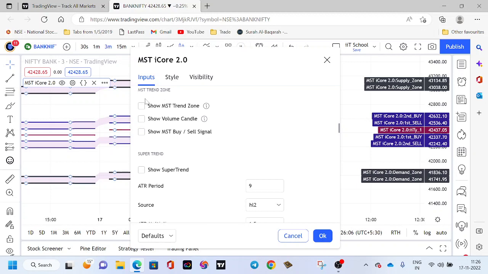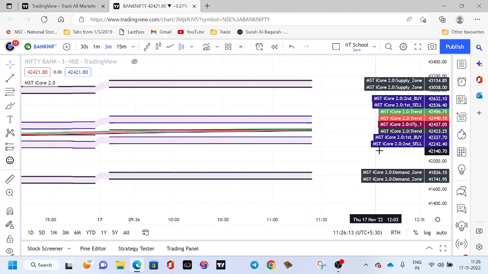And next one, we have given MST trend zone. What is a trend zone? When you add this trend zone, we will be getting 3 lines like this.